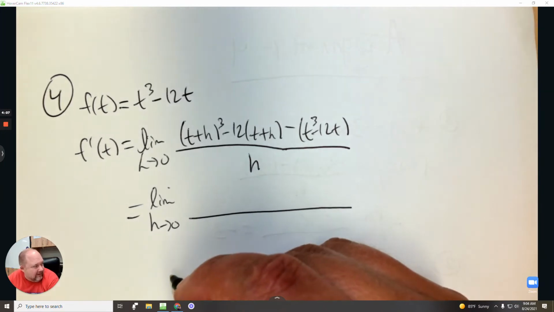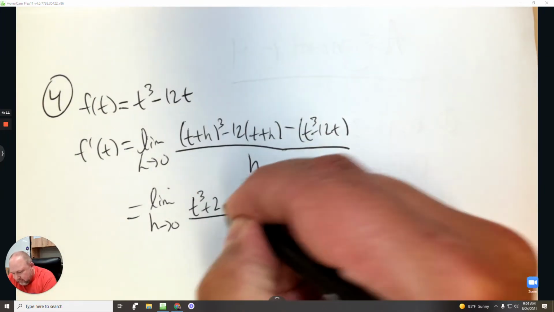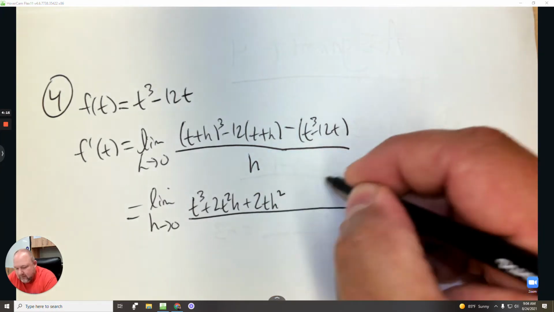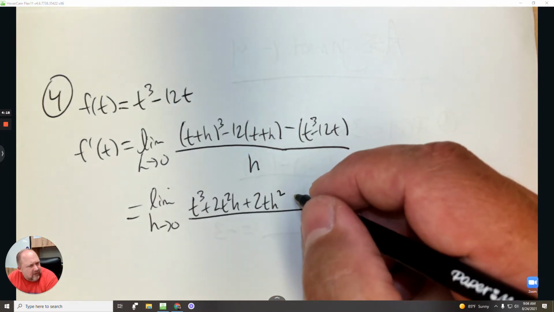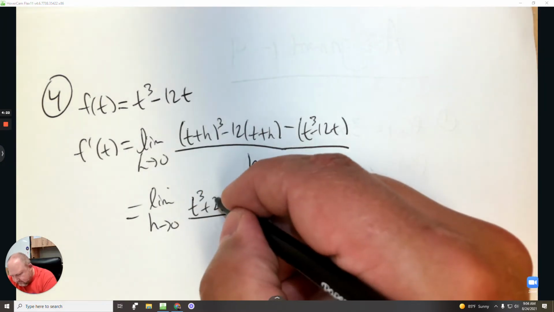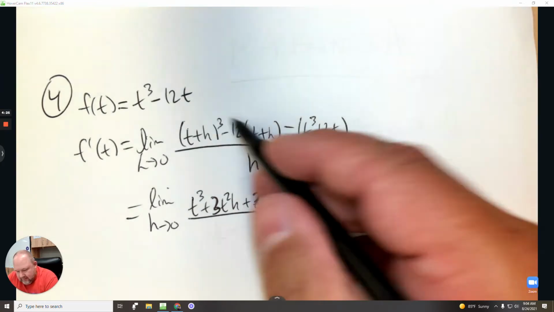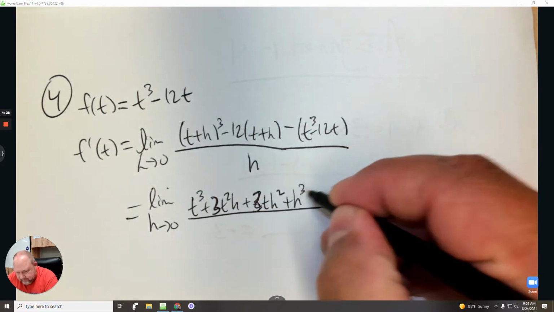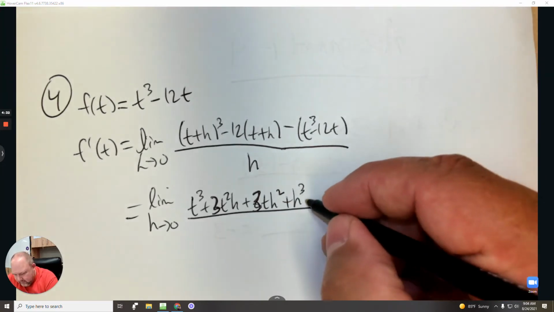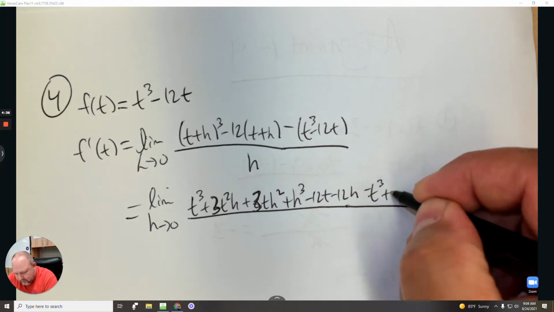So the pattern is t cubed plus 2t squared h plus 2th squared. Is it 2 or 3? 1, 3. It's 3, right? It's 3. Do I know the pattern? And then h cubed. It's going to be long. We have minus 12t minus 12h minus t cubed plus 12t.